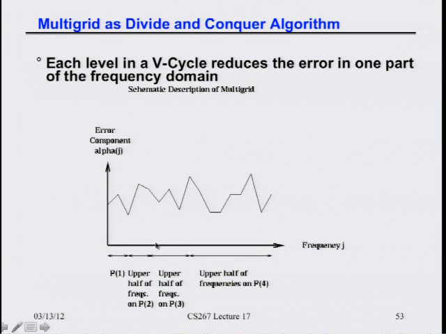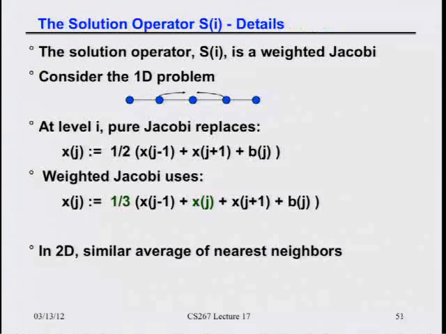I coarsen it again. All I can see is that much of the original frequency space. I get rid of half of that again. So every time I call multigrid, I get rid of half the high frequency errors that I didn't have before. So I'm not going to do the math, but that's the picture that you should keep in mind, whether it's in 1D or 2D. So that's what the smoother does. And let me just say that in 2D, there's a similar average of your nearest neighbors. You just have to pick the weights correctly, and it'll get rid of the high frequency errors in 2 dimensions.